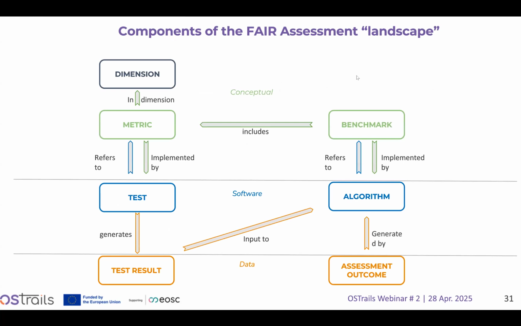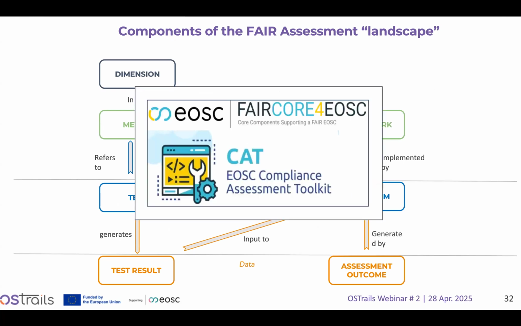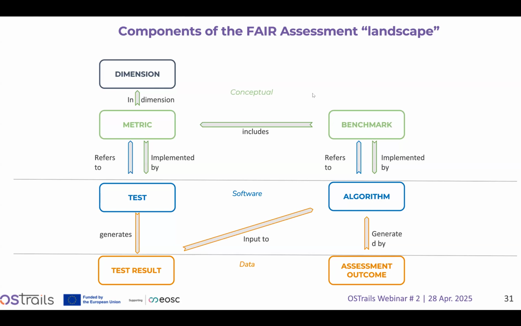All right, so in close collaboration with the Compliance Assessment Toolkit, we did a survey of the behaviors of the assessment tools that we knew about, and what each of them was doing. And we tried to categorize the different components that exist in the FAIR assessment landscape. We came up with the following components: dimensions. Dimensions are things like the FAIR principles. What are the highest level of expectations? FAIR principle F1, the FAIR principles themselves are a dimension. You could think of the CARE principles also as a dimension, right? And then, I'm going to slip over to the right here, you have benchmarks.